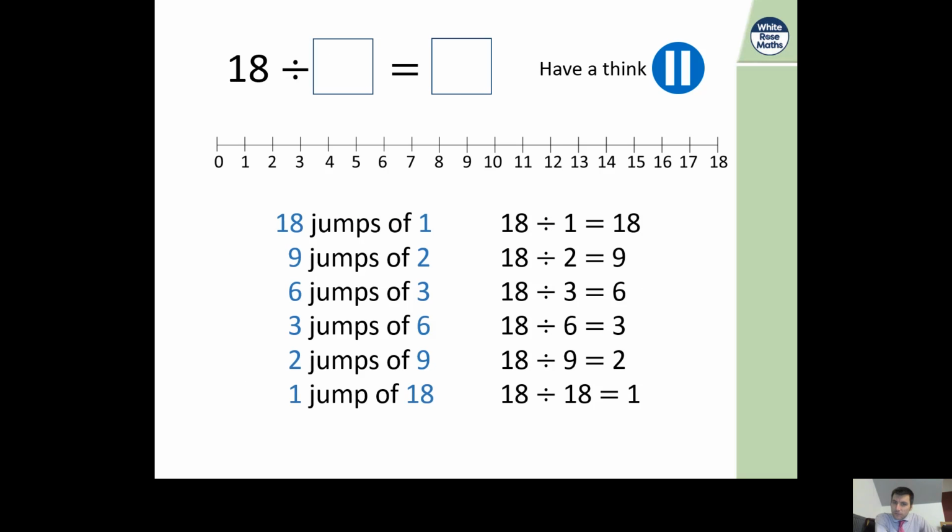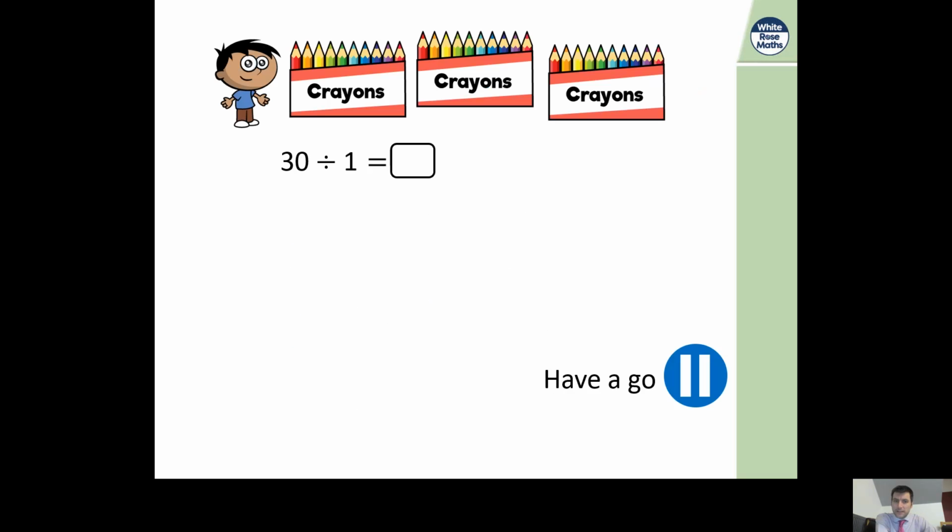Now, forgetting about jumping now, but still having the line. So it's basically still jumping, but without the person making muddy footprints everywhere. Now, we're going to go all the way to 18. And we're going to split it into jumps. Now, there's different ways we could do that. Different divisors we could divide our value by. Okay, so we've got 18, and we can see that all these are different jumps. So if we've got 18 jumps of 1, 9 jumps of 2, 6 jumps of 3, 3 jumps of 6, 2 jumps of 9, and 1 jump of 18.